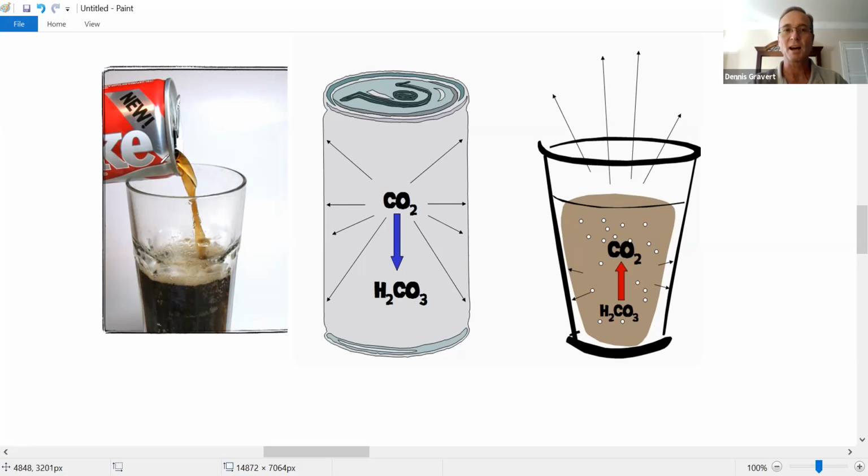But the moment you open it up and pour it, well, now there's not much pressure, just 1 atmosphere, normal air pressure pushing on the liquid. It's not really pushing as much as a sealed can was. So now the carbon dioxide can escape. There's less pressure, not much force making it go in there.